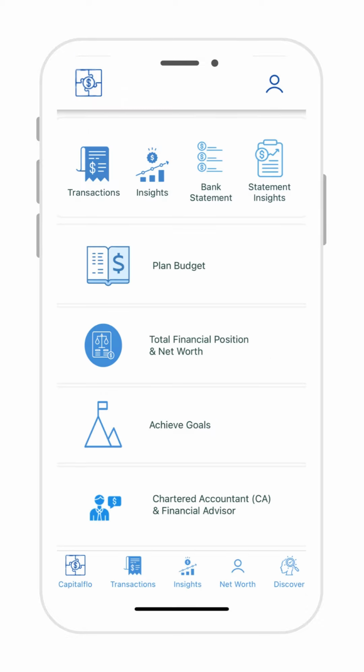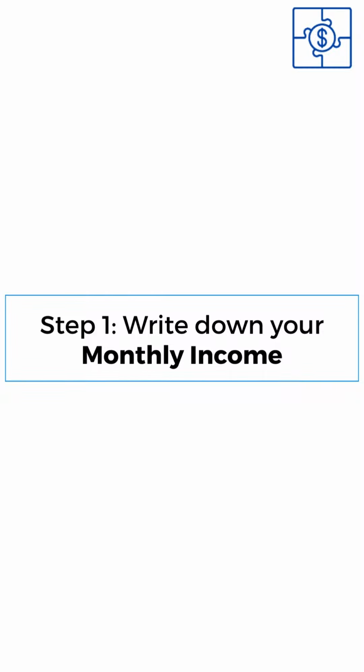You've now entered the home page of the app. Here, tap on Plan Budget. The first step is to write down your monthly income.